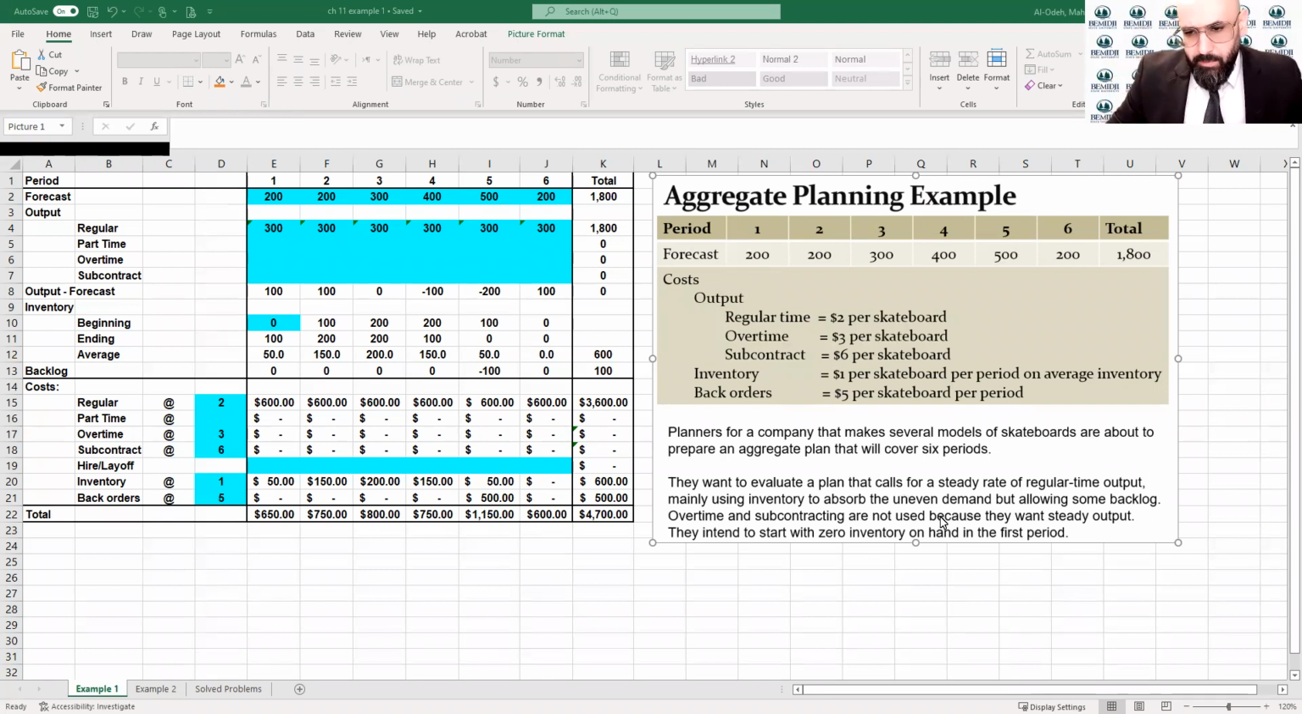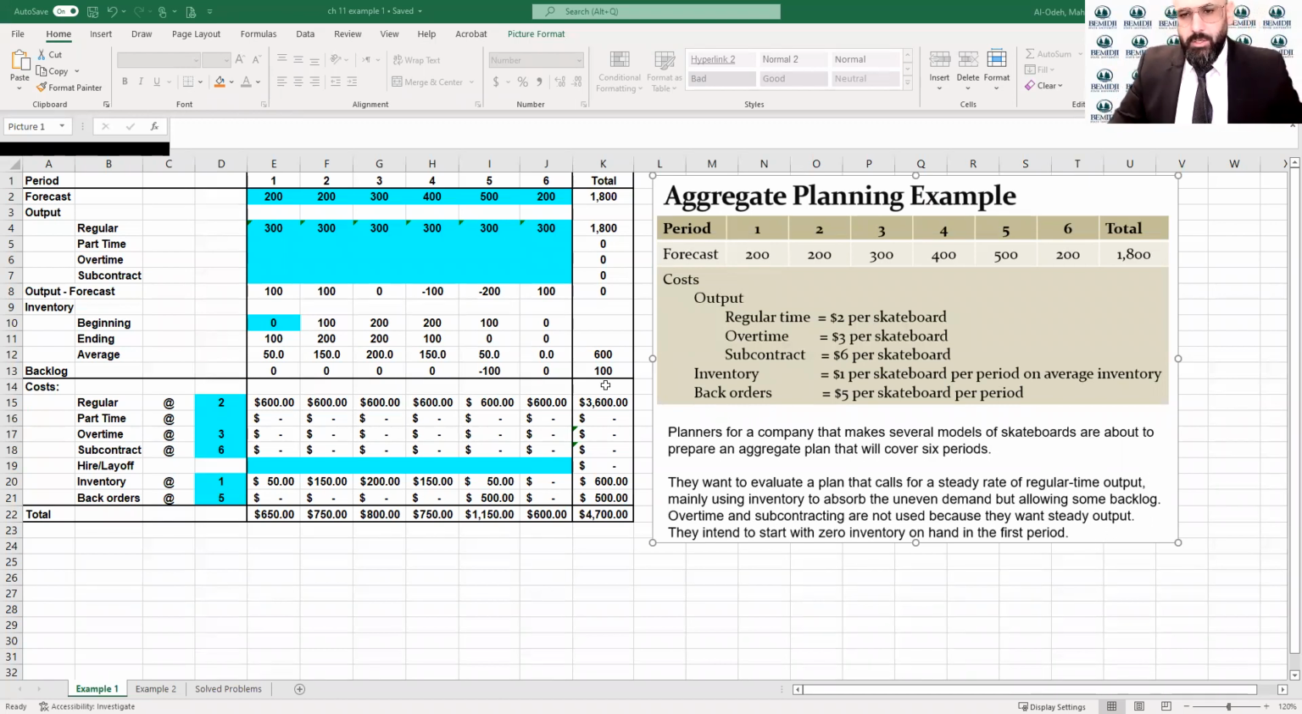Also, the planners for a company that makes several models of skateboard are about to prepare an aggregate plan that will cover 6 periods. They want to evaluate the plan that calls for a steady rate. So we have a steady rate of regular time output, mainly using inventory to absorb the uneven demand. So they're going to use this strategy to absorb demand, but allowing some backlogs. So this is one thing, they will allow backlogs. Overtime, subcontracting are not used because they want steady output. They intend to start with a zero inventory on hand in the first period.